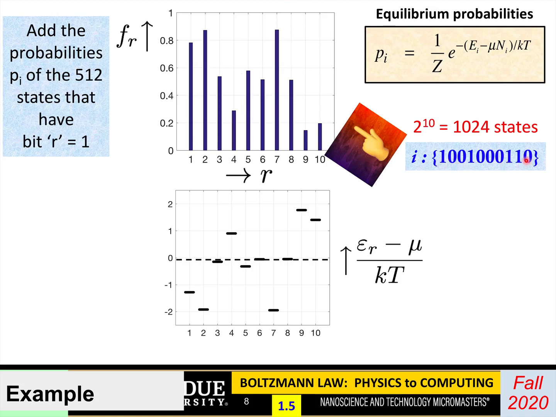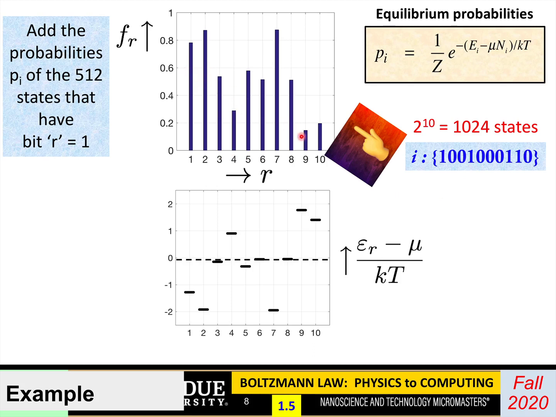So this one has a certain probability from Boltzmann law. The next one has a certain probability, and then you add up the probabilities of all the 512 states that have r equals 1. So supposing I want to know, well, what is the occupation of the fourth state? Well, when I write down all of these 1024 states, half of them will have 1 in the fourth state and half of them will have 0. So what you do is to consider the half that have 1, add up their probabilities, and that will then tell you how many electrons are there in the fourth state.